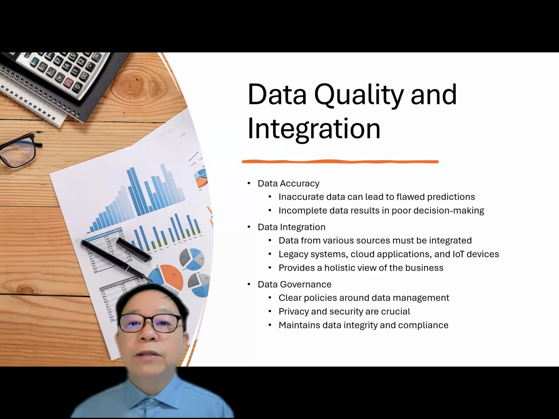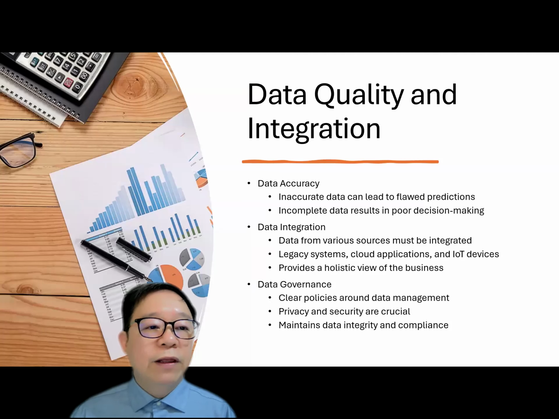But we need to make sure that our data has high quality. So how do we measure data quality and integration? We look at the accuracy. Also, we look at the data integration from different sources, right? How can we integrate into one whole system? And of course, we need to make sure that we have a proper data manager. What is the data manager? We need to make sure that we have a clear policy on the data, because data is very important and critical, okay? And data privacy is a must.